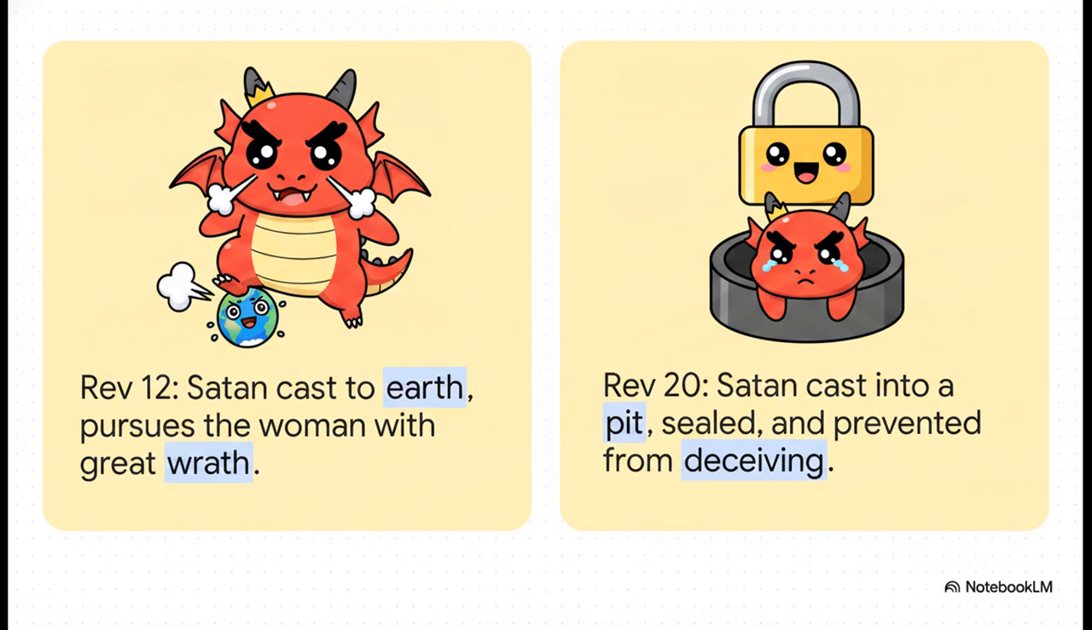Basically, some interpretations try to merge Revelation 12 and Revelation 20 together as if they are the exact same event. But look at what the text actually says. In chapter 12, Satan is cast down to earth, where he furiously pursues the woman and makes war. He is active, angry, and highly dangerous. But in chapter 20, Satan is cast into a bottomless pit. He's sealed inside and completely prevented from deceiving the nations. He's totally powerless. By treating an active, furious Satan as identical to a bound, powerless Satan, the author argues that this interpretation secretly compresses the timeline and basically erases the 1,000-year millennium entirely.